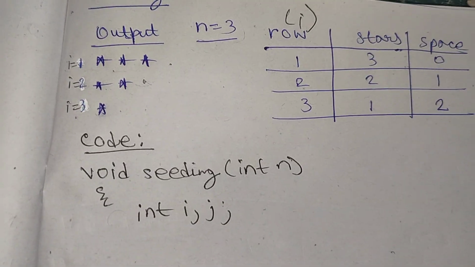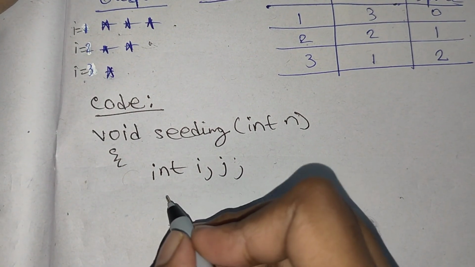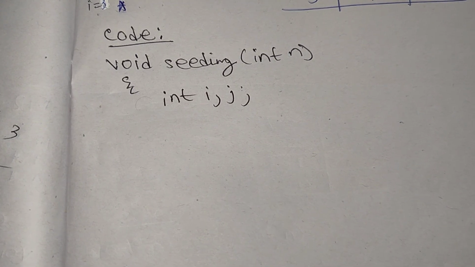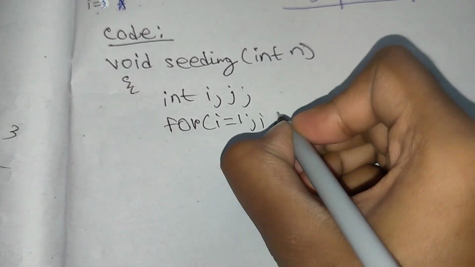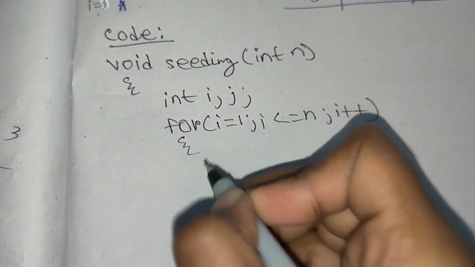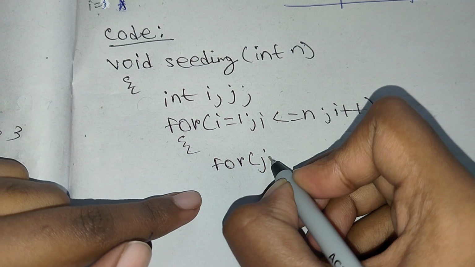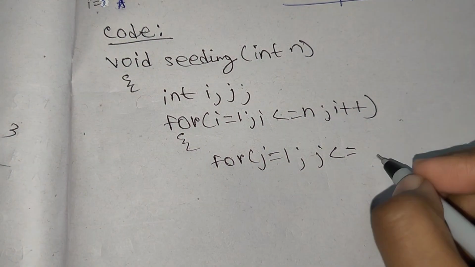So now we have to write the code for this. This is a seeding problem. This is a new pattern. Now for this, first we need to print the rows. For printing the rows, we need to write the loop for I equals to 1 and I less than equals to n and I plus plus. This is for the rows. Now what about the columns? This is the new pattern, so the column will be from j equals to 1 and j less than equals to. Now here is the problem.